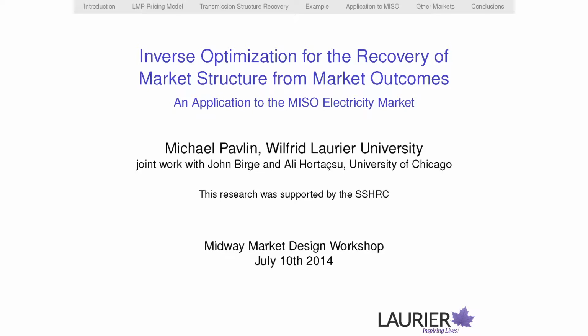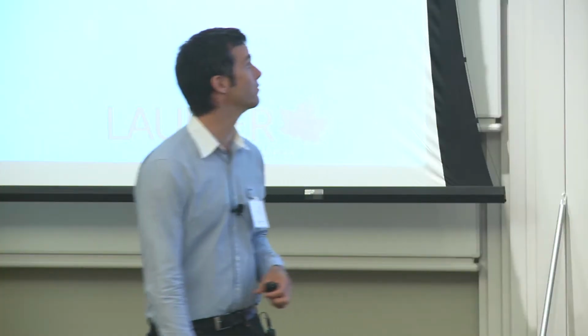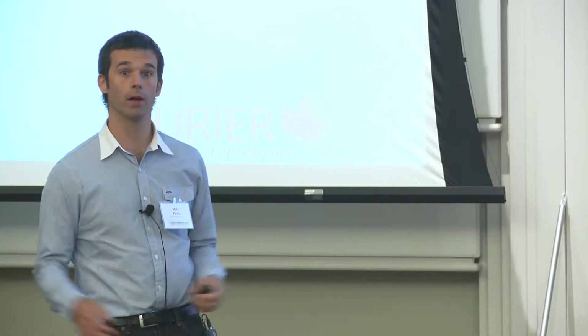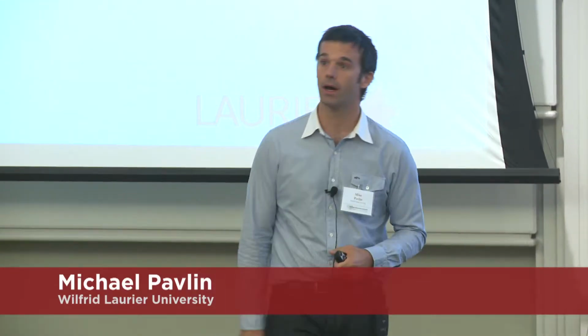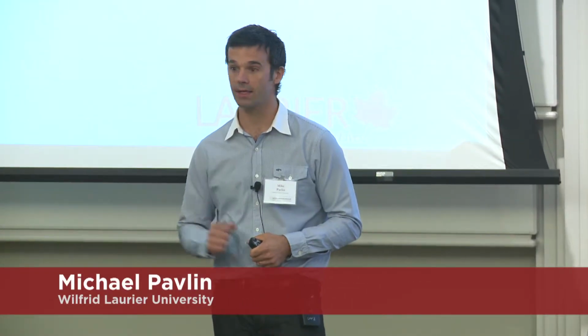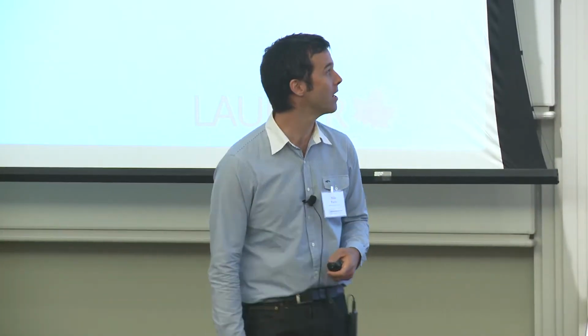I'm Mike Pavlin. I'm in the operations group in the business school at Wilfrid Laurier University in Waterloo, Ontario. This is work that started here at the University of Chicago with John Burge and Ali Hortaxu. It's empirical work using data from outcomes of markets to get back out the market structure. It continues the theme we were left with yesterday with Ali's tutorial, and we'll have another empirical talk after this.